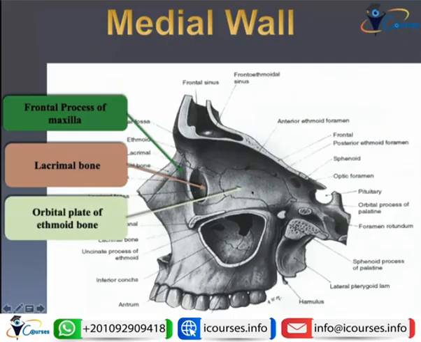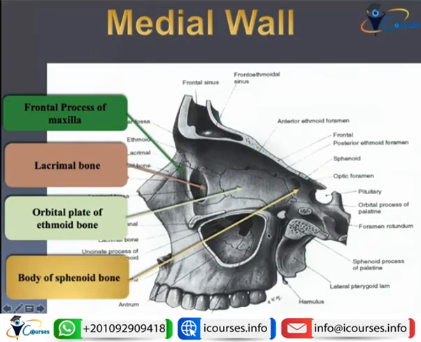Then we have the orbital plate of the ethmoid bone, and this bone is very thin, sometimes called the lamina papyracea. The clinical importance is that since it is very thin, it can sometimes transmit infection from ethmoidal sinusitis, which is one of the commonest predisposing factors to orbital cellulitis, especially in children. Then we have the body of sphenoid bone. Here we can see the body of sphenoid bone. So again, the medial wall is formed by the frontal process of maxilla, lacrimal bone, orbital plate of ethmoid bone, and the body of sphenoid bone.